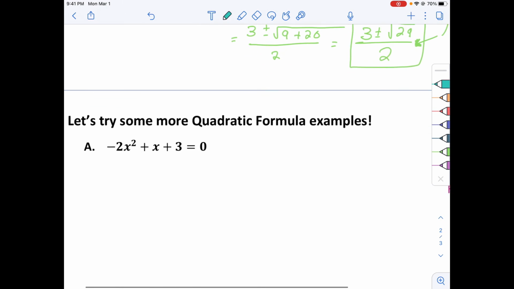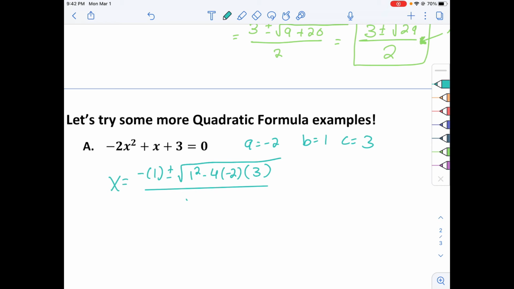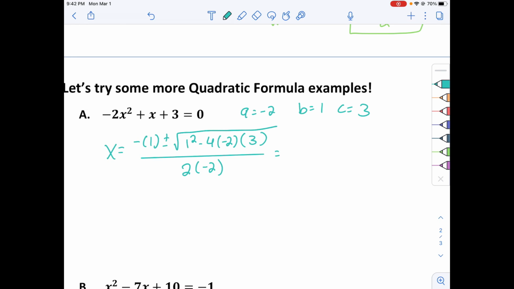I think it's always helpful to label your a, b, and c. So a is equal to negative 2, b is equal to 1, c is equal to 3. So this is x equals the opposite of b, or negative b, so negative 1 plus or minus the square root of b squared, which is going to be 1 squared, minus 4 times a, which is negative 2, times c, which is positive 3. And then all of that is divided by 2 times a, which is 2 times negative 2. You're always going to have to simplify these.